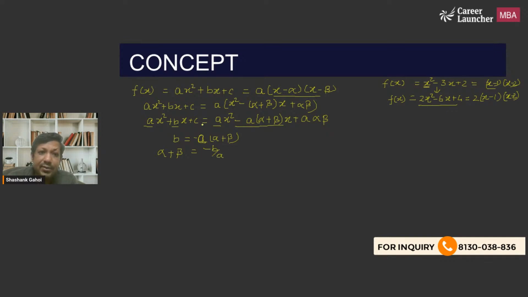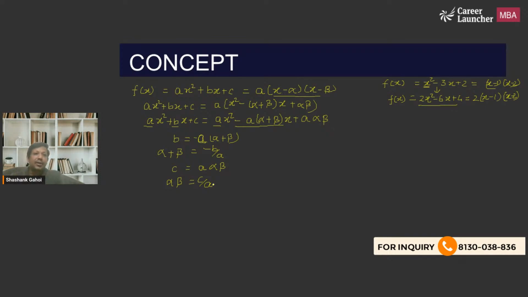What is the constant term? That is c. What is the constant term on the right hand side? That is a times alpha into beta. So alpha into beta comes out to be c upon a. So basically what do we have? So sum of the roots is equal to minus b upon a, product of the roots is c upon a.